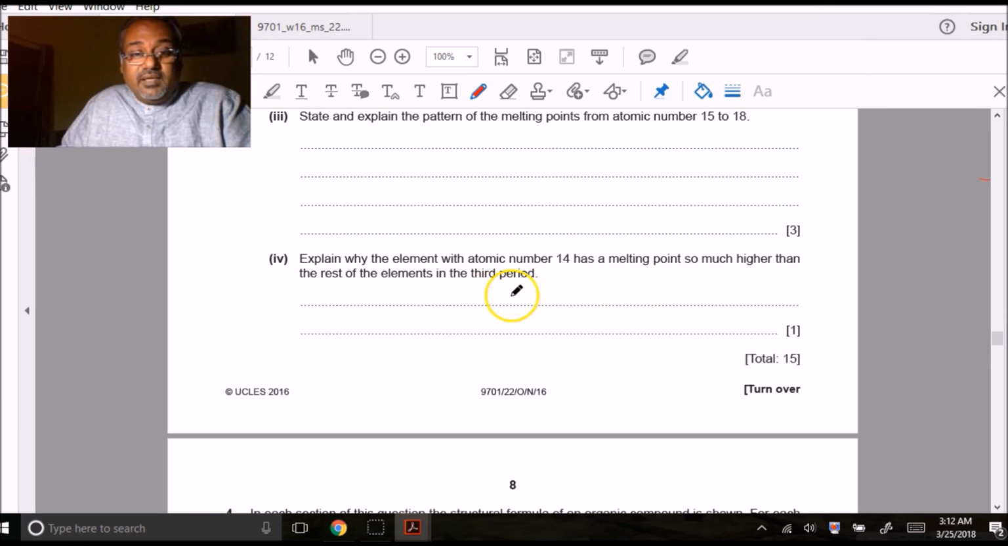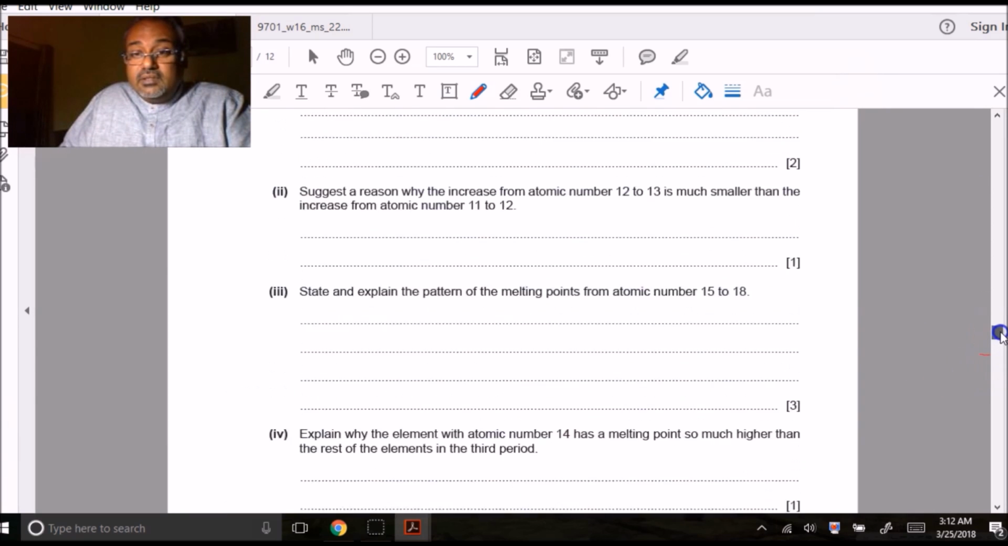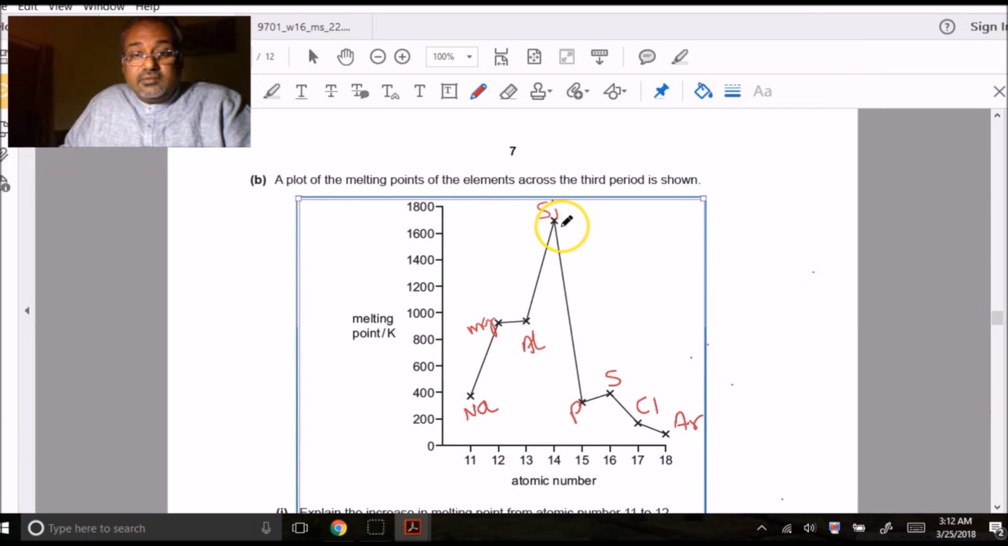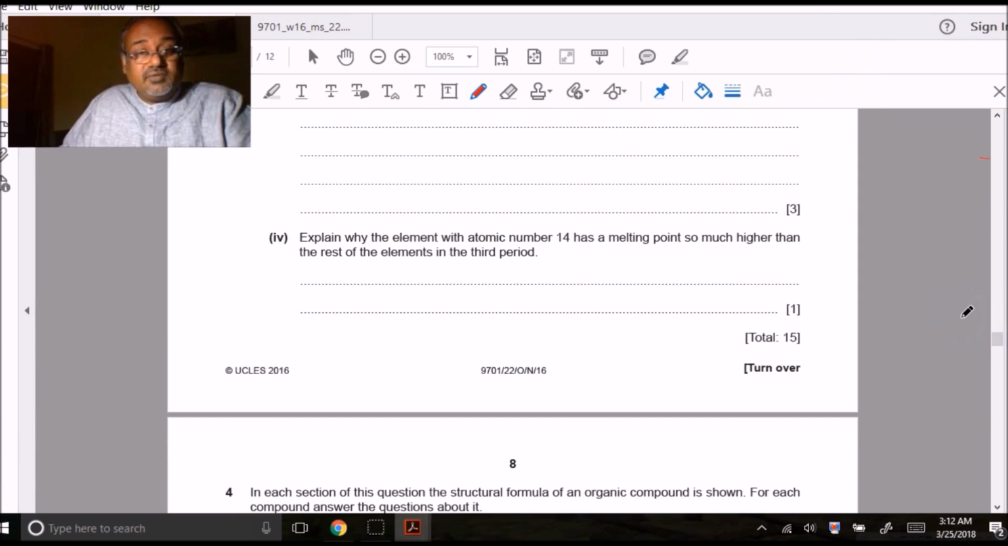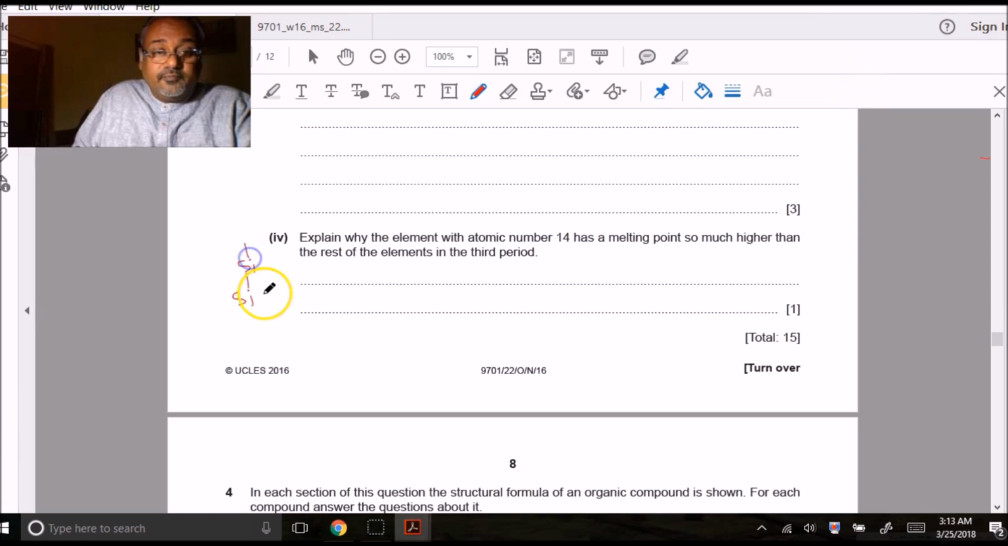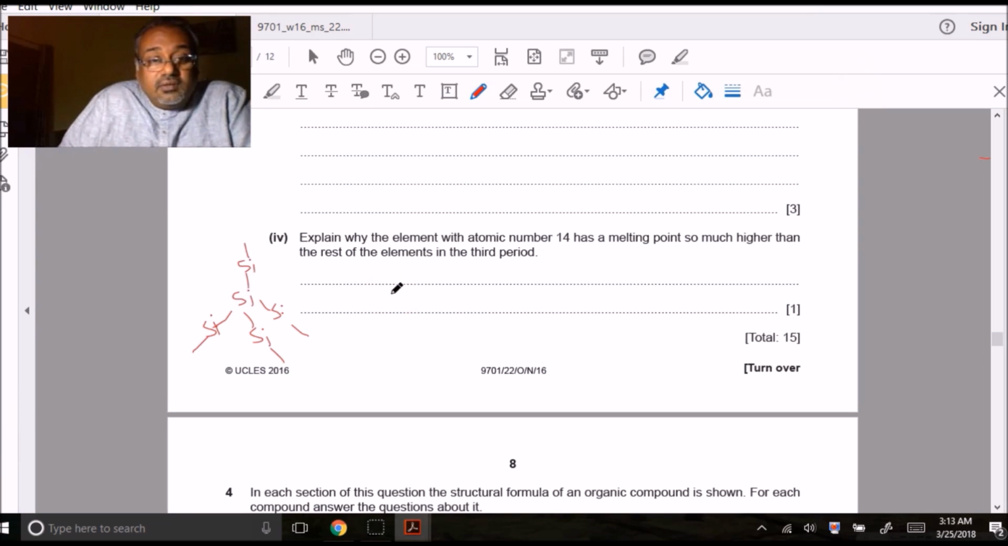This question asks you to explain why the element with atomic number 14 has a melting point so much higher than the rest of the elements. If you look here, that's silicon. You must remember that silicon is in group 4. It's a macromolecular structure with strong covalent bonds around it. Each silicon is bonded with 4 other silicon atoms. That's the kind of structure silicon crystals have. It's a macromolecular tetrahedral structure, and that's what makes it so strong.